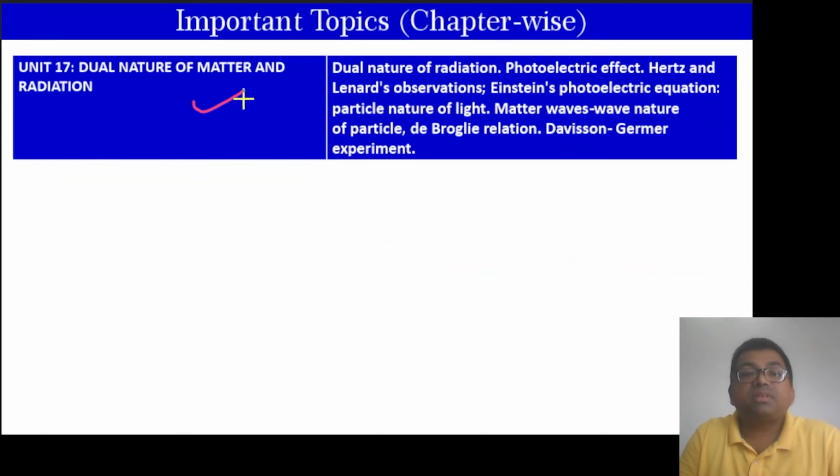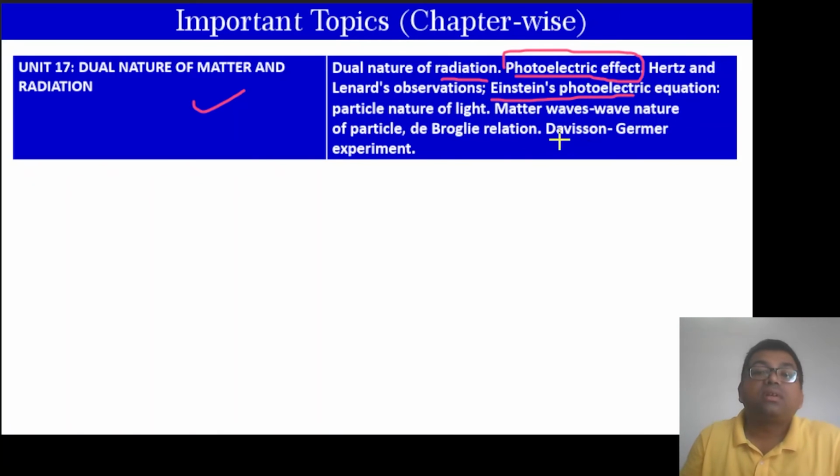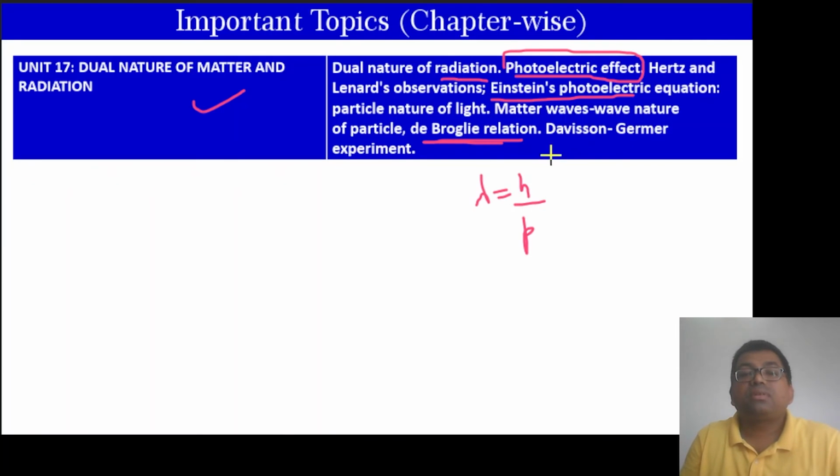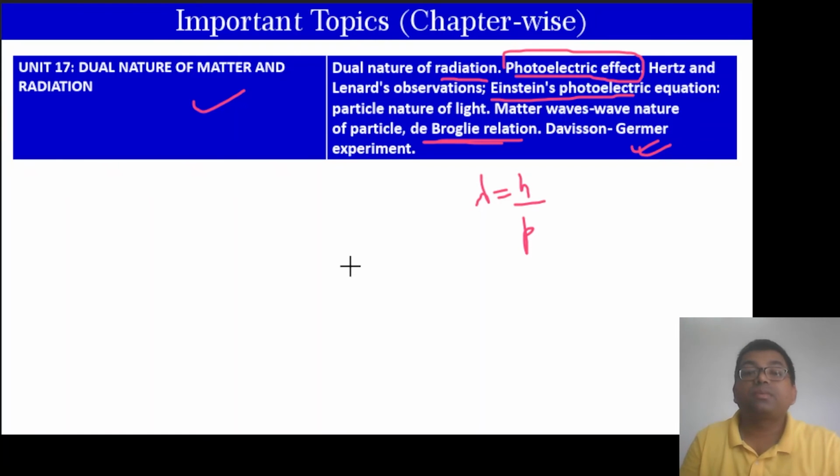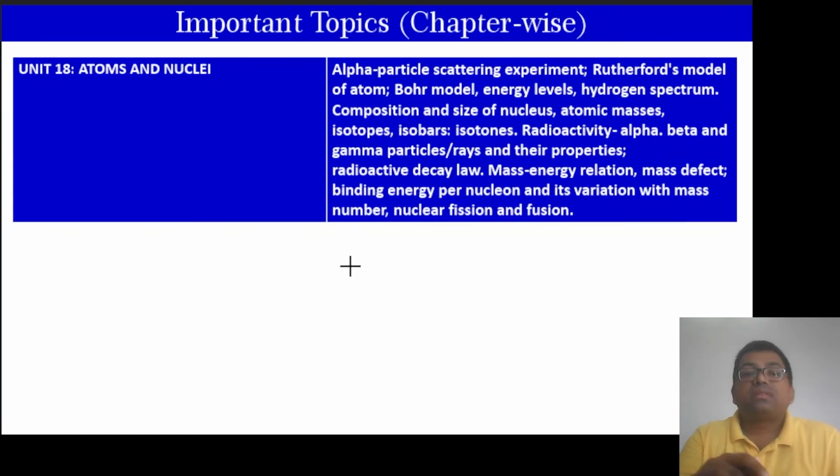Then other chapter, coming to dual nature of matter and radiation, we have photoelectric effect, important, Einstein's equation, photoelectric effect, that is important. Then de Broglie relationship is important, lambda is equal to h upon p. Then experiment, you can refer to the recent German experiment, diffraction experiment of electron, that shows how electron behaves like a wave. That's a small topic.